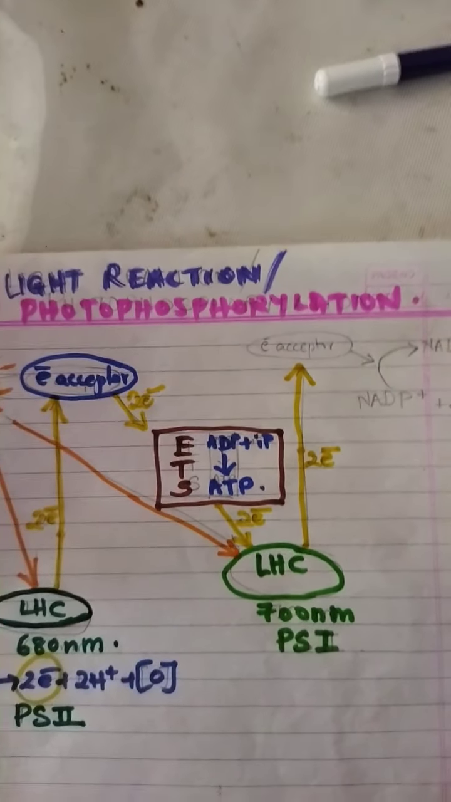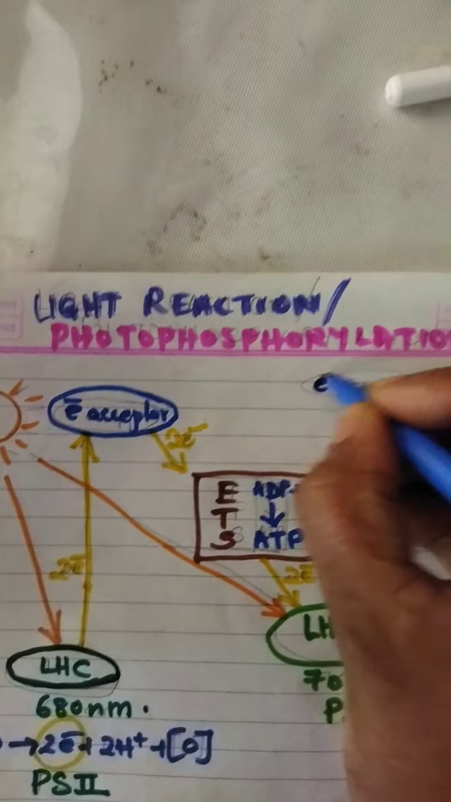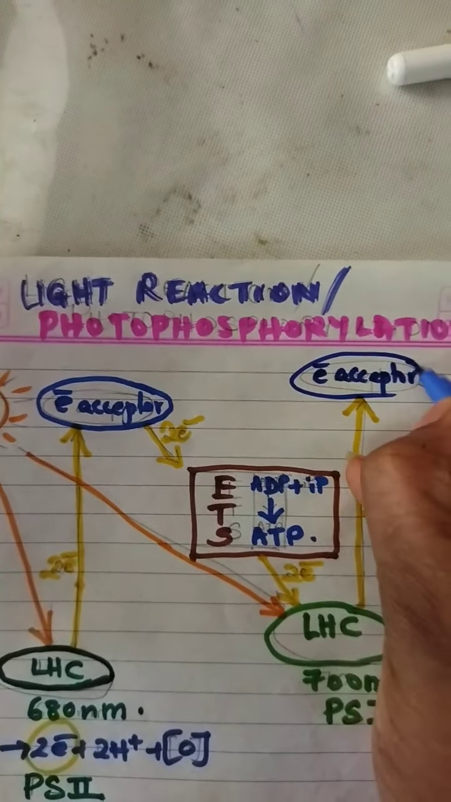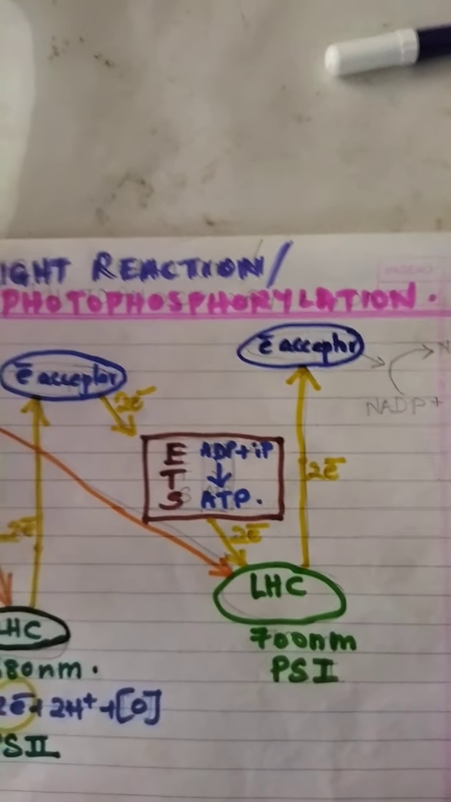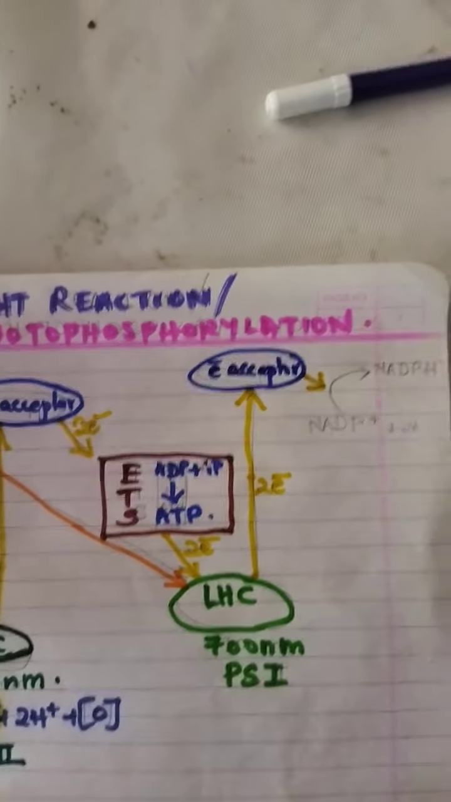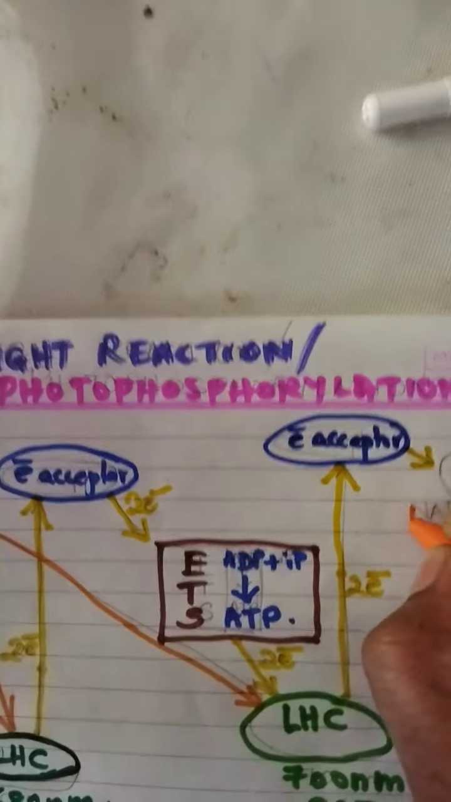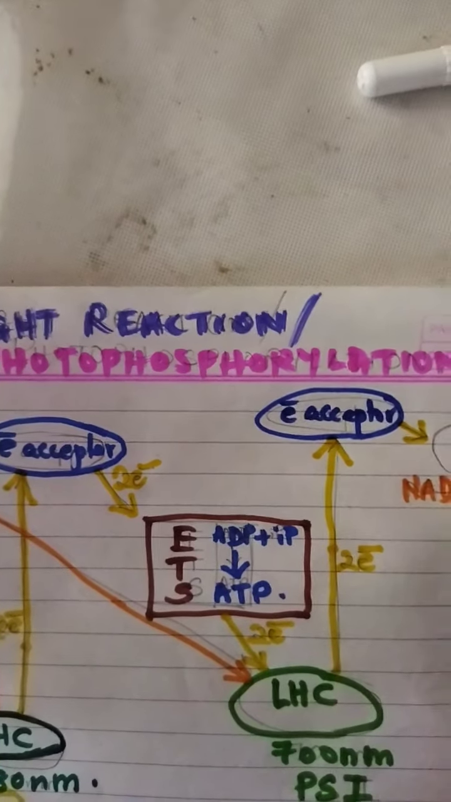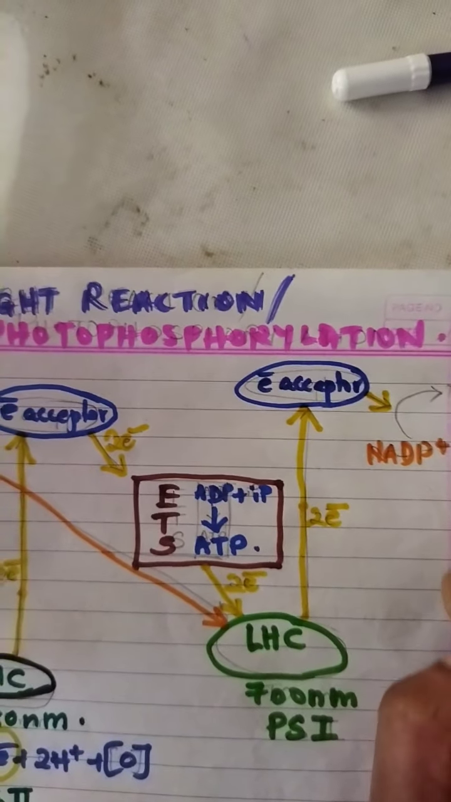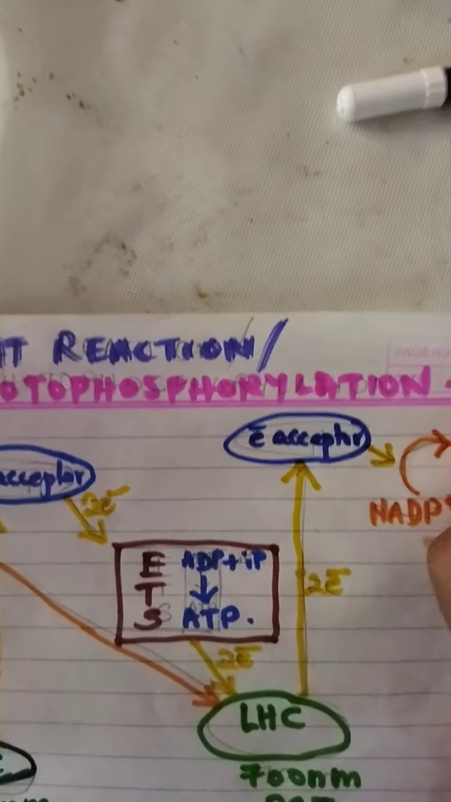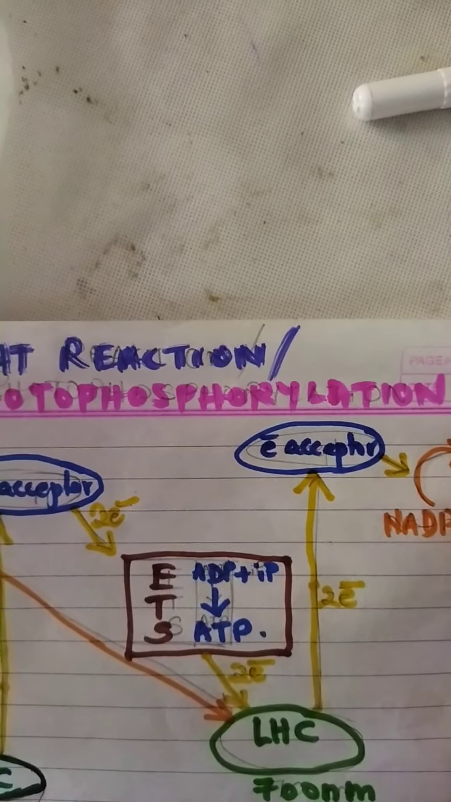Okay. Again, these two electrons are captured by the electron acceptor, and these two electrons with high energy or excited state are channelized to another reaction wherein NADP plus along with the two electrons is converted into NADPH.